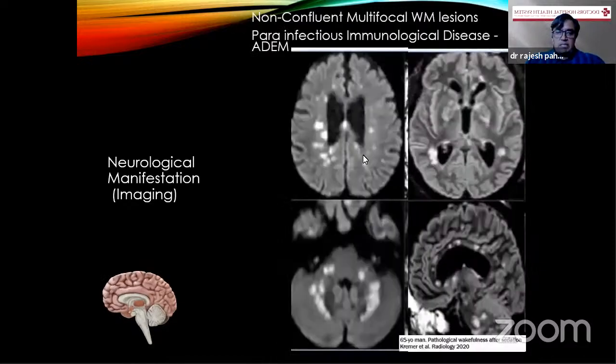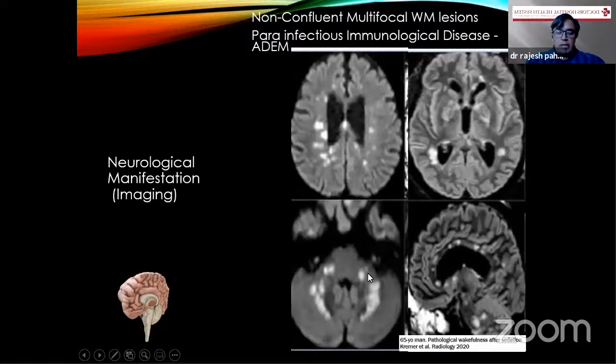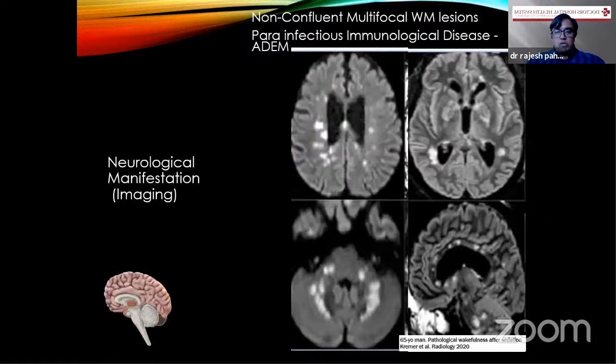So here we can see there are non-confluent multifocal white matter lesions in the bilateral middle cerebellar peduncles, in the deep cerebellar hemisphere, along the corpus callosum, as well as the deep white matter of both cerebral hemispheres. This was described in a 65-year-old male with a severe COVID-19 infection and pathological weakness after sedation. But again, these are non-specific, and they are similar to parainfectious immune disease, ADEM, which is also observed in other viral infections as well.